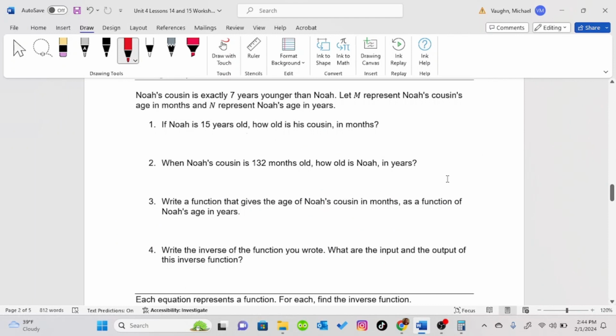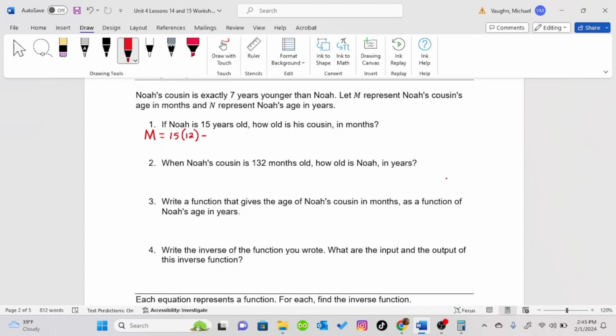Noah's cousin is exactly 7 years younger than Noah. Let M represent Noah's cousin's age in months and N represent Noah's age in years. If Noah is 15 years old, how old is his cousin in months? So we want to find his cousin's age in months. So that's M. So that's going to be Noah's age, which is 15 years old, but we want that in months.